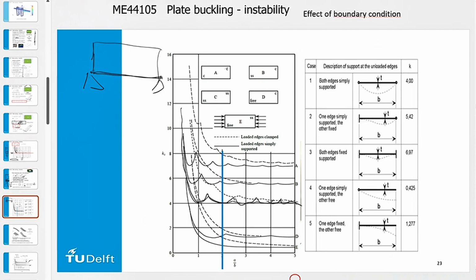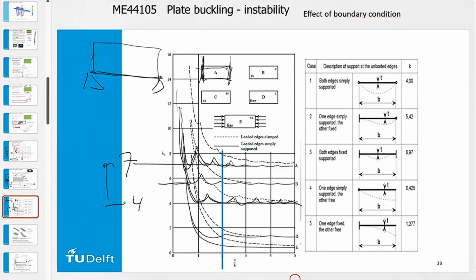What happens if I have all edges clamped? So both the initial part and the edges, then I end up with curve A, which is this one here. You can see that this limit is around 7 compared to 4 normal. So if I clamp all edges, I can reduce the buckling risk by 7 divided by 4, not more. And so that is good to know. And if I only have one edge constrained and the other one free, I'm somewhere in the middle between the two.